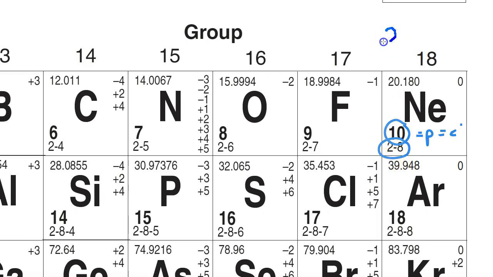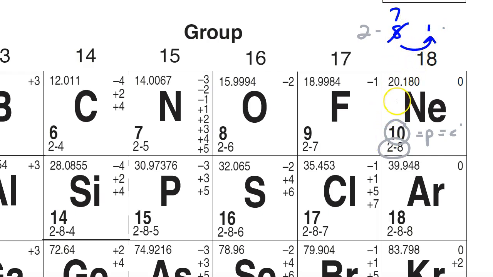So 2-8 is neon. However, if an electron from the second energy level jumps to the third, the 8 is going to go to a 7 and the 2-8 will become 2-7-1, and that's what we see here.